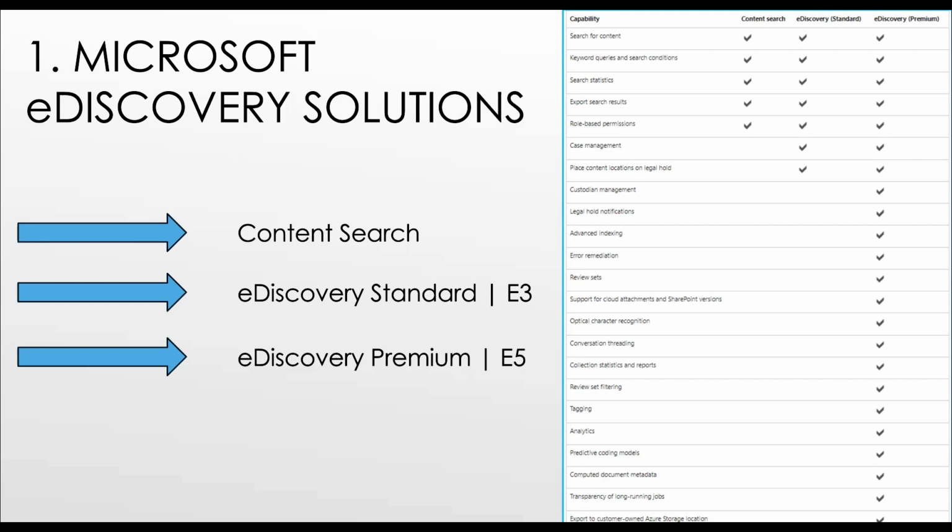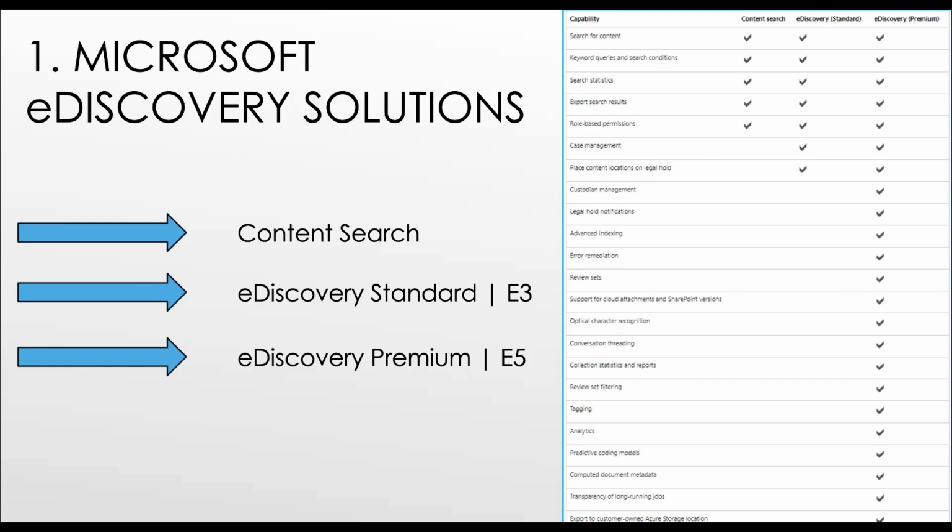So don't underestimate that content search is something you wouldn't go back to, even if you're using eDiscovery Standard or eDiscovery Premium. I do think if you're using eDiscovery Premium, there are going to be times that I would recommend you use content search if you're looking for single item based searches. It is a great way to do that. So don't underestimate the worth that content search has.